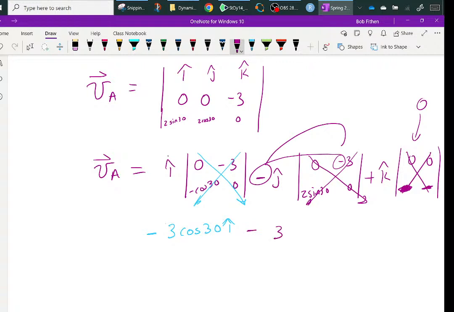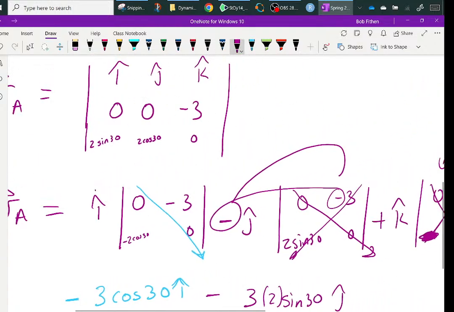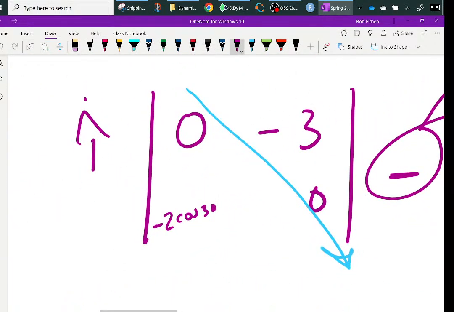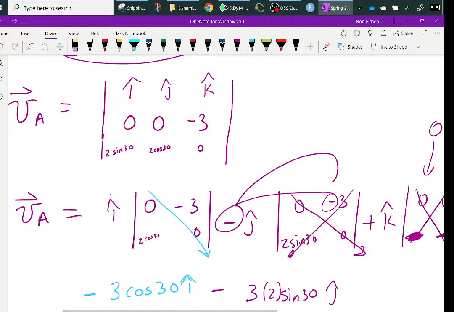You know what? I forgot to put the 2 right there. Okay, 3 times 2 sine of 30. Let me show you where I forgot to put it. It's supposed to be right there. It's supposed to be minus 2 cosine 30. I'm sorry, not minus, but plus. I don't know why I skipped writing the 2 there. Both of them are there, and I don't know what happened. I just missed that.